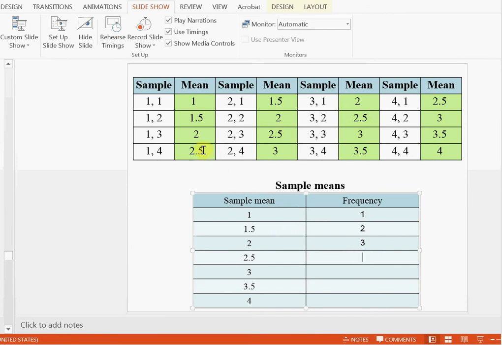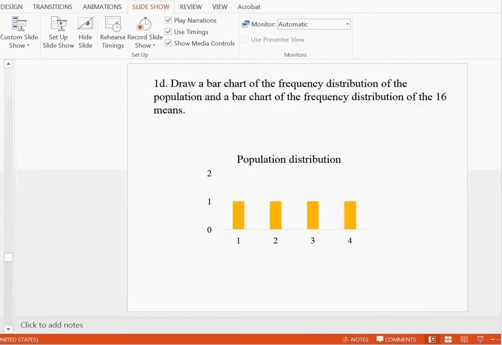How about 2.5? 1, 2, 3, 4, 4 times. How about sample mean 3? 1, 2, 3. 3 occurred 3 times. Sample mean 3.5 occurred twice, and sample mean 4 occurred once. So this table shows the frequency distribution for sample means. Then we move on to 1D.